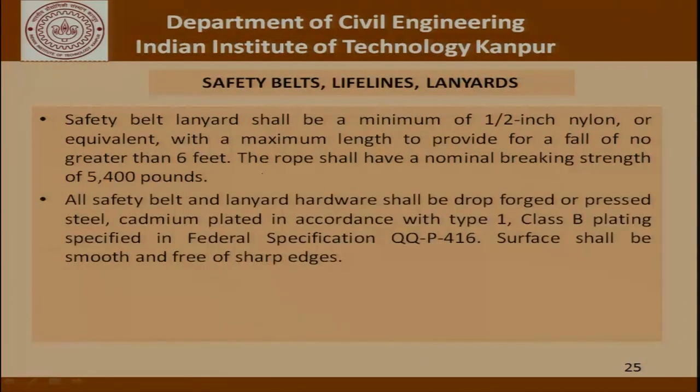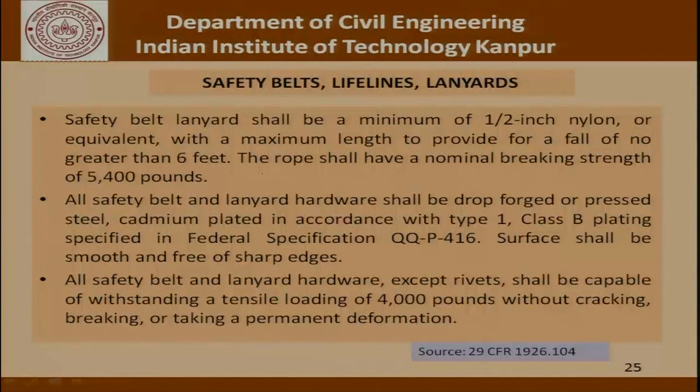All safety belt and lanyard hardware shall be drop forged or pressed steel, cadmium plated in accordance with type 1 class B plating specified in the federal specifications, and surface shall be smooth and free of sharp edges. All safety belts and lanyard hardware except rivets shall be capable of withstanding a tensile loading of 4,000 pounds without cracking, breaking or taking a permanent deformation.